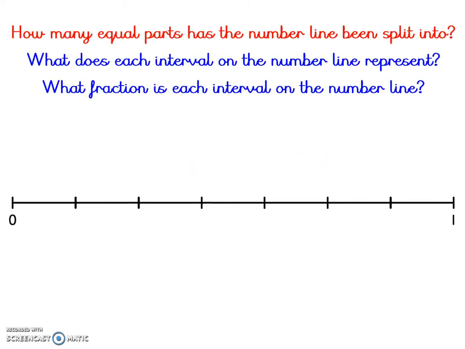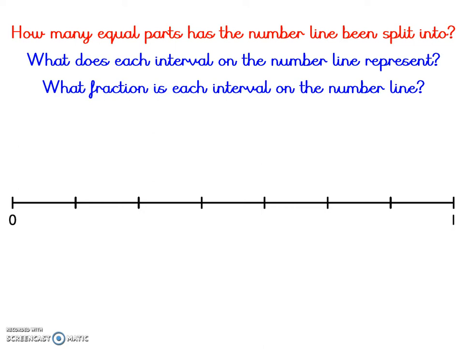So when we were trying to identify a fraction on a number line, the first step was to work out how many equal parts the number line had been split into. So looking at this number line, we can see that we're working with this as a whole between 0 and 1, and we're splitting it into 7 parts. So now we know that it's split into 7 parts.